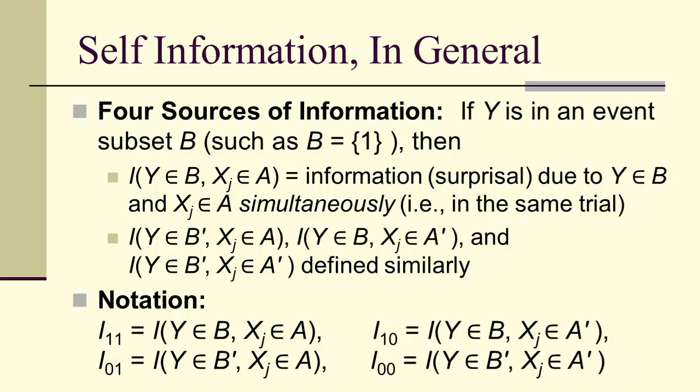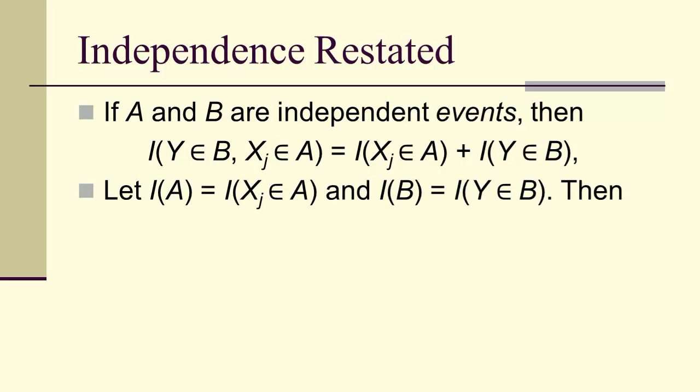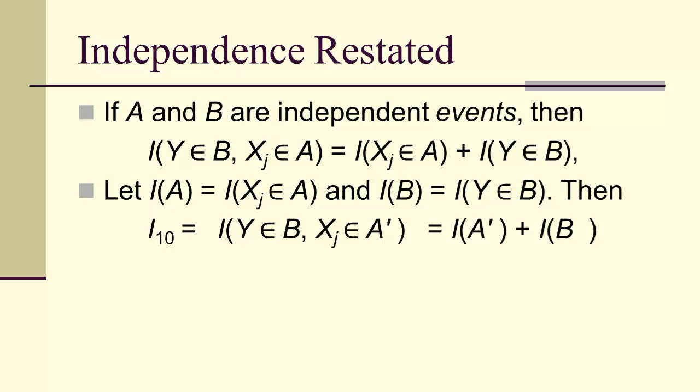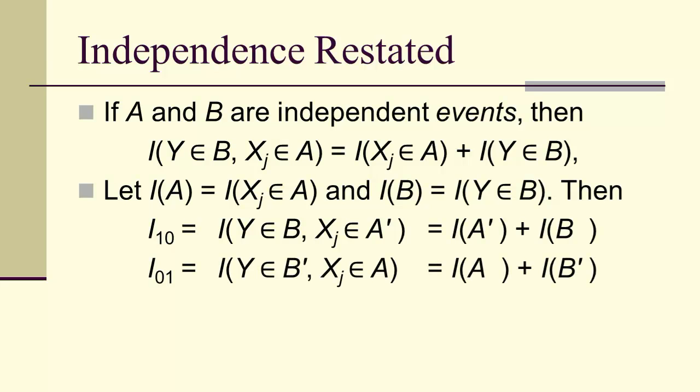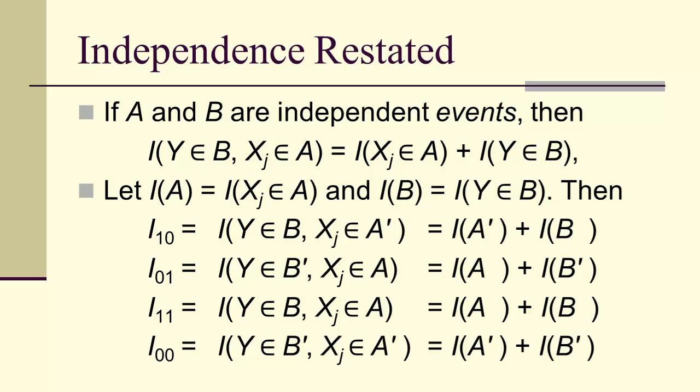We're going to introduce some notation. So we're going to subscript. So I sub 1, 1 will correspond to the B A, and I sub 1, 0 to the B A prime, and so on and so forth. So if A and B are independent events, then we have this property we've already seen. So I of A is the information due to x sub j being in A, and I sub B is the information of y being in B. And so I sub 1, 0, if A and B are independent, is going to be the information of A prime plus the information of B, and 0, 1 likewise, and 1, 1 likewise. If they're independent, it's the sum of the informations of A and B for 1, 1, and I sub 0, 0 is the sum of the informations from A prime and B prime, respectively.